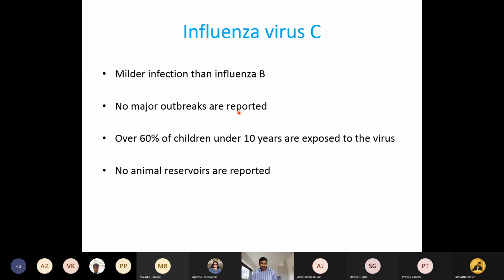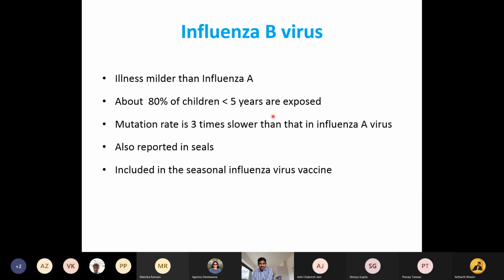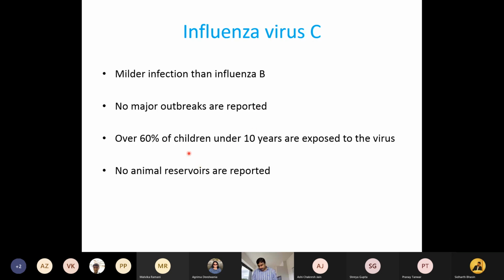C is the mildest one. There are no major outbreaks, only small numbers, but still a large number of children under 10 years of age are exposed. More than half of us, before we are 10, we are exposed to this virus. Almost all of us are exposed to this virus already. So they cause mild infections. We don't care. It might pass off as a common cold, and there are no animal reservoirs reported for influenza virus C. And that's why it's not included in the vaccine, because it's very mild and very small outbreaks.